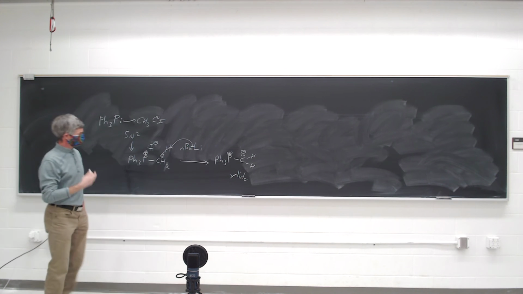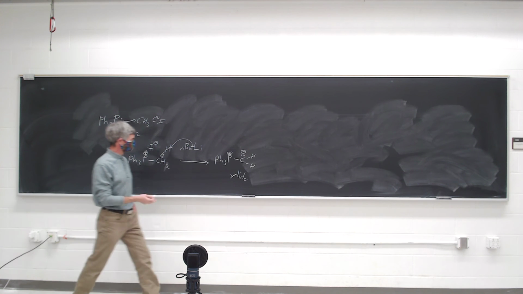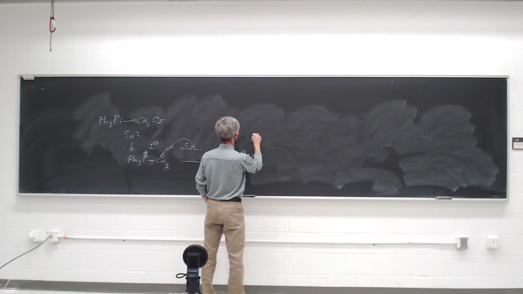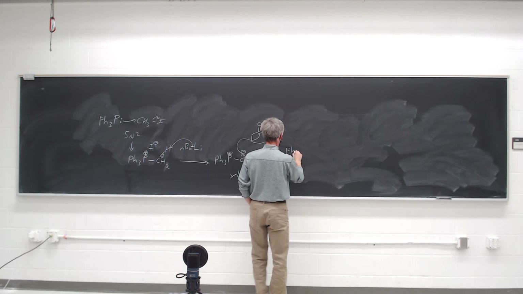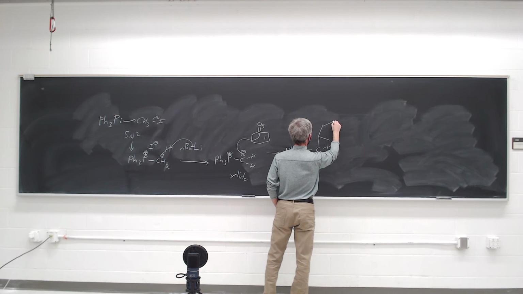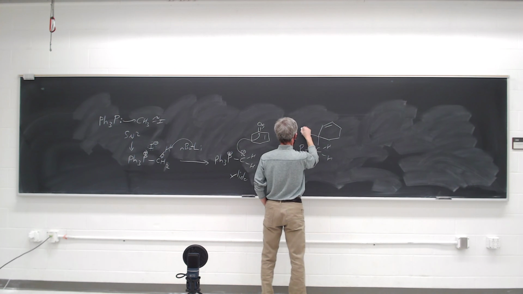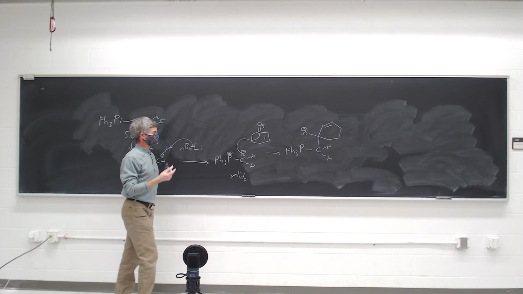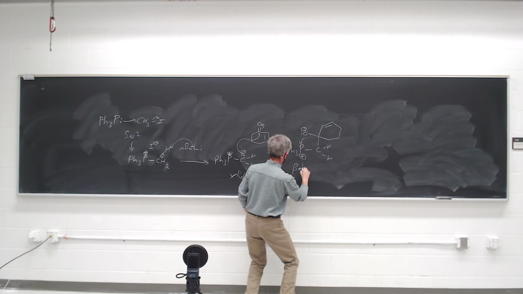For that intermediate, you don't necessarily have to show the resonance structure with the phosphorus-carbon double bond, which is the phosphorane. The next thing is that it's going to attack the carbonyl carbon. Just like that, we're going to close the ring.